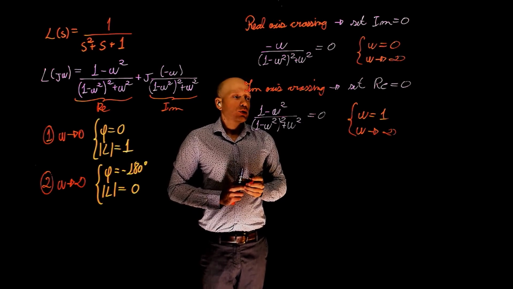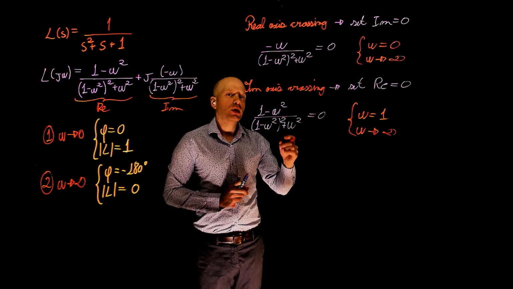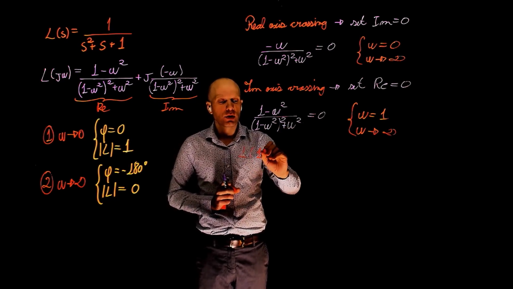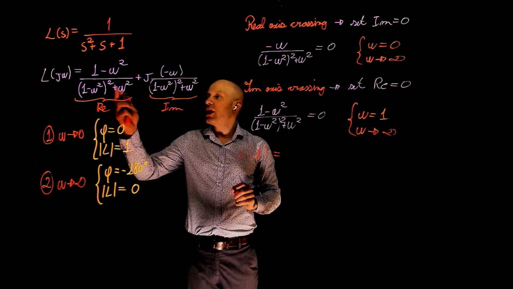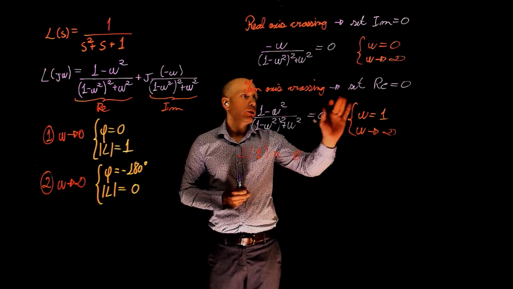What about omega equals 1? Now, if you want to find the exact point where the Nyquist plot crosses the imaginary axis, we need to evaluate the transfer function at 1 radian per second. If you do this, we have in the first part 0. This is exactly what is solved for here.